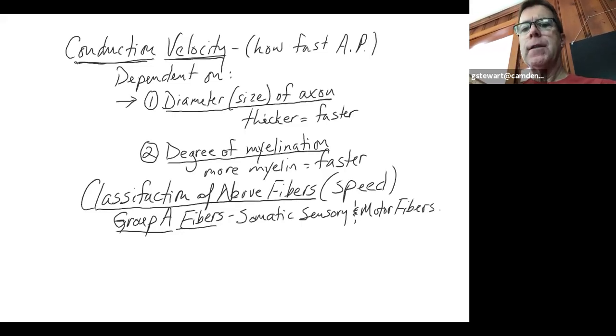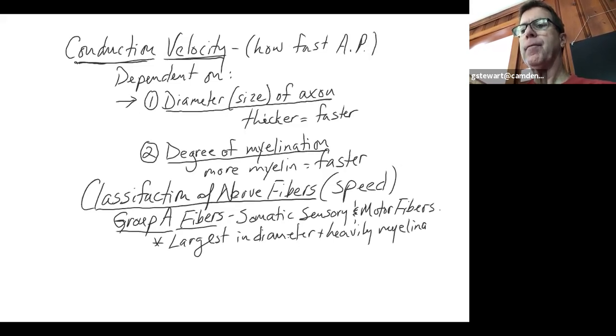These are the largest in diameter and they're heavily myelinated. So obviously they are the fastest. They can conduct speeds up to about 300 miles per hour. That's really fast. If you think about transmitting a neural impulse, say from your spinal cord out to your hand, and it's moving at 300 miles per hour, it gets there really quickly.